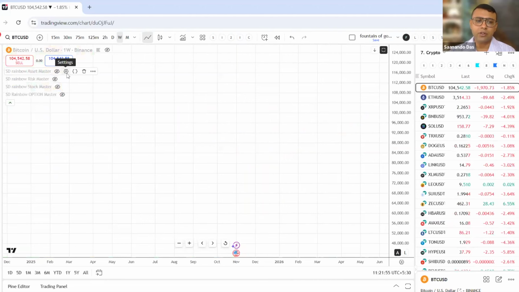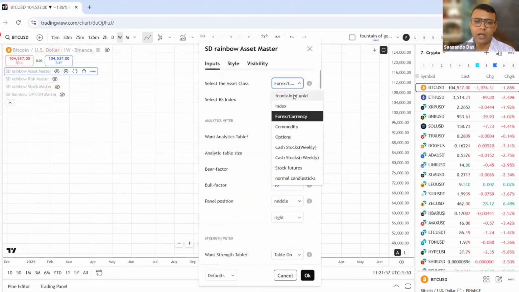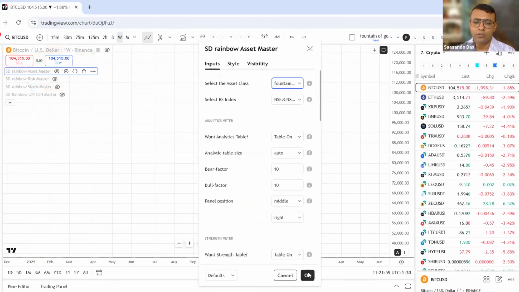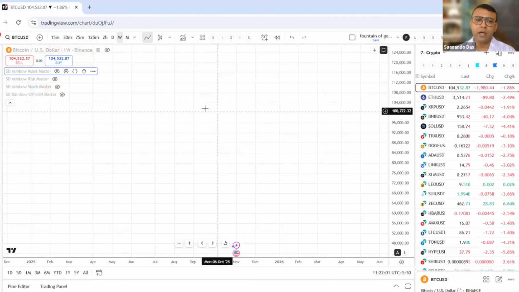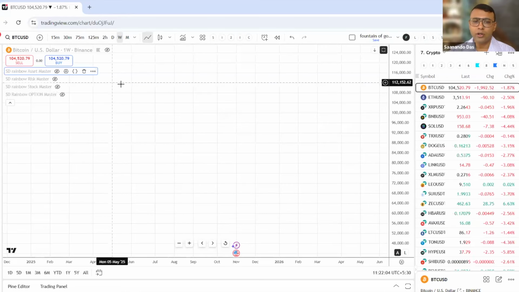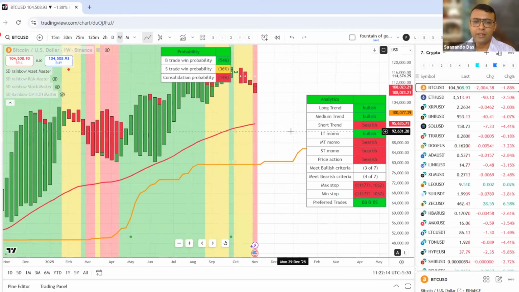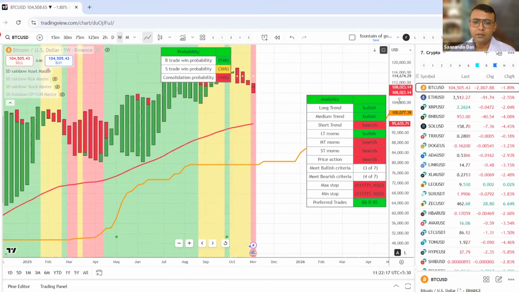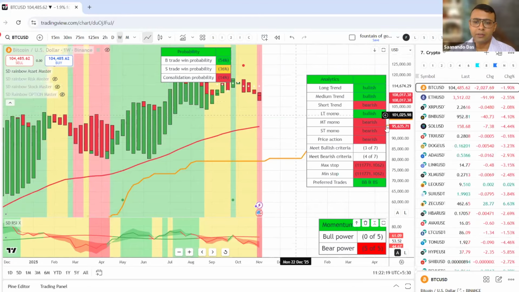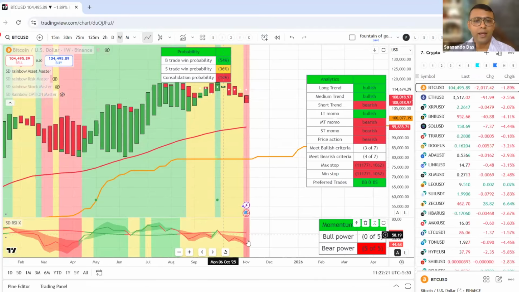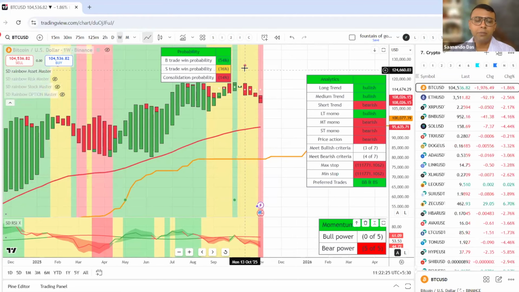If we don't want to use this particular setup, we can also use the asset master, and within the asset master, I will use the fountain of gold. The crypto setup is under progress, where the probability meter is not there. So currently I'll apply the fountain of gold, or the mother setup.